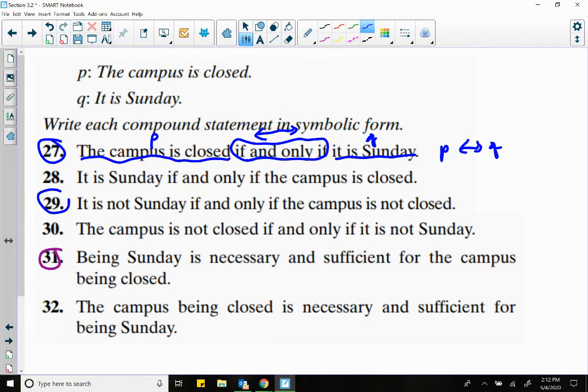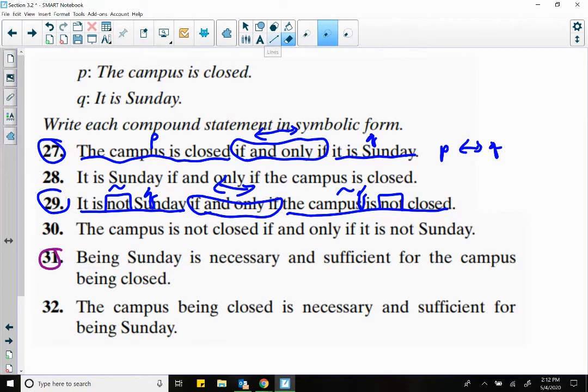Okay? So hopefully down here you underlined it is not Sunday. So that's a squiggle. And Sunday is all about Q. Oh, if and only if. Hopefully you circled that. That's a double arrow. The campus is not closed. So that's a squiggle P. Sorry, I wrote a Q because the campus being closed is all about P. So this guy looks like squiggle Q double arrow P.